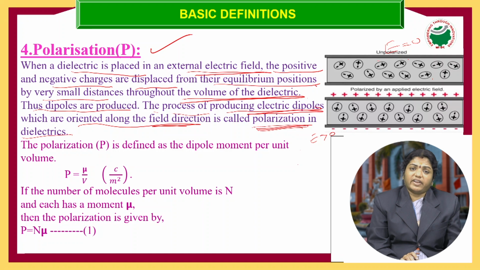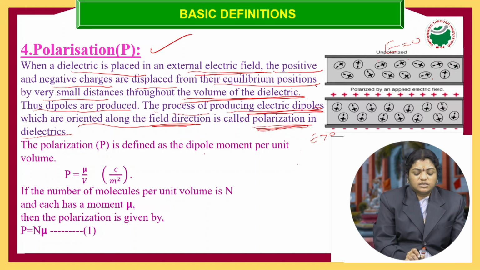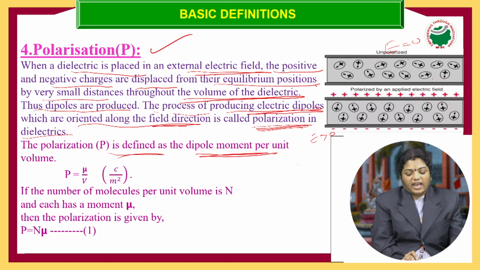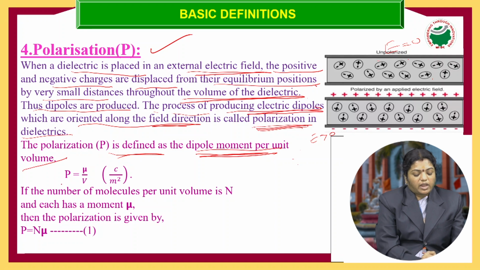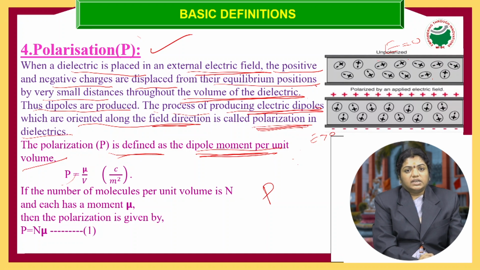So how do we define polarization? Polarization is defined as dipole moment per unit volume. You specify polarization with the letter P. P is equal to dipole moment per unit volume. So what are the units for polarization?